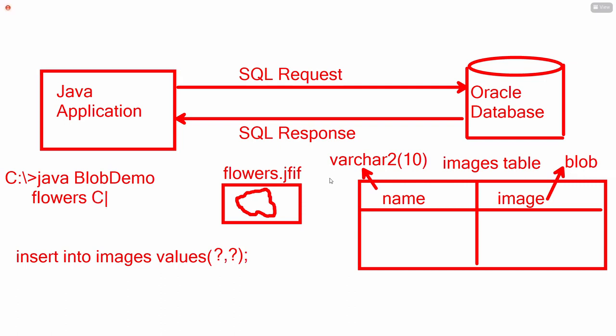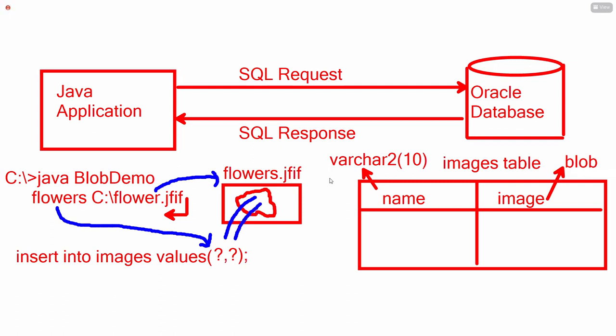Now suppose the file is in C drive. Complete path: flowers.jfif. If I write at the command prompt, I am passing 2 arguments. This one as it is you can insert here, but this one as it is you cannot insert. This one opens a file for reading through a file input stream. Through the file input stream you can pass it. Here this image, it is a file input stream.